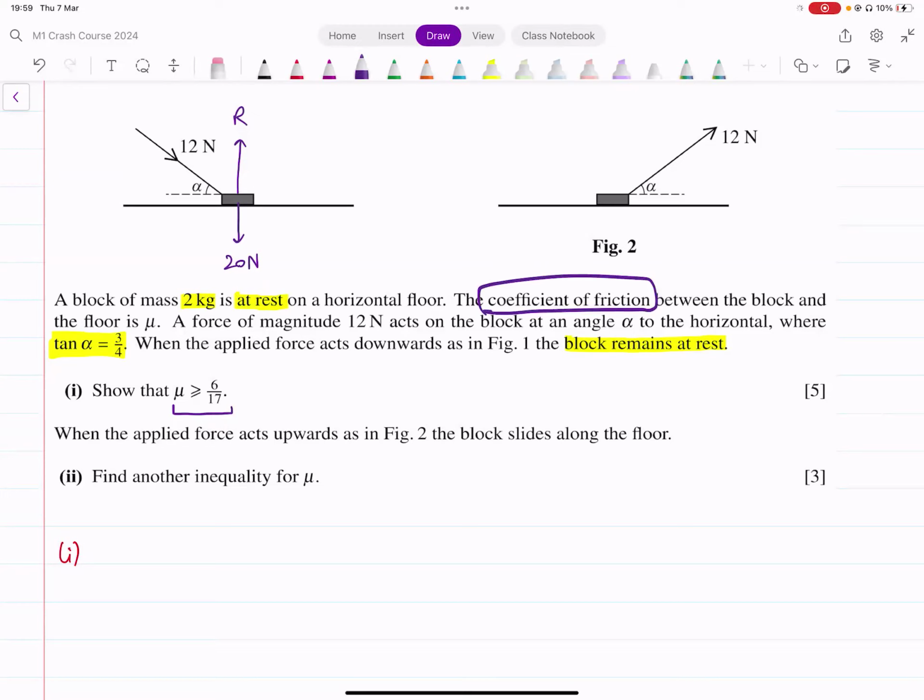Now, in which direction does the friction act? Where does the friction act? Anyone? Towards the left. Towards the left side, right? Because this 12 force is acting in a direction such that it would have a horizontal component like this. Friction is going to oppose that, and it's going to resist motion. So friction is going to act in the left direction. So that's the direction of friction that we've got. Okay. So we have all forces represented.